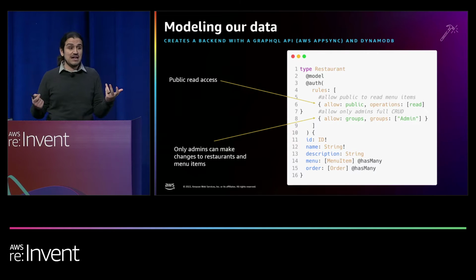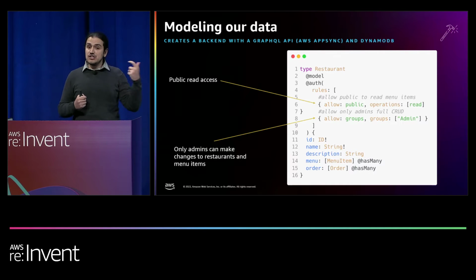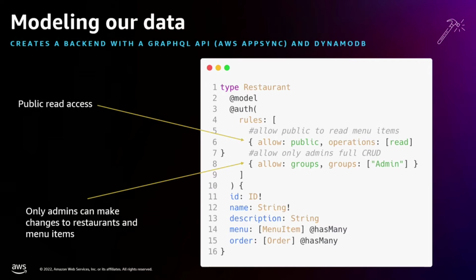And for our food delivery platform, I've started off with an initial model, which is the restaurant model. And as you can see, in this model, I've added 2 authorization rules. The first one is a rule that allows public access to any customer that goes to our customer-facing application. So they just have public read access to any restaurant information that comes back from the GraphQL API. The second authorization rule allows only admins to make changes to either restaurants or menu items that we're creating for the food delivery platform.